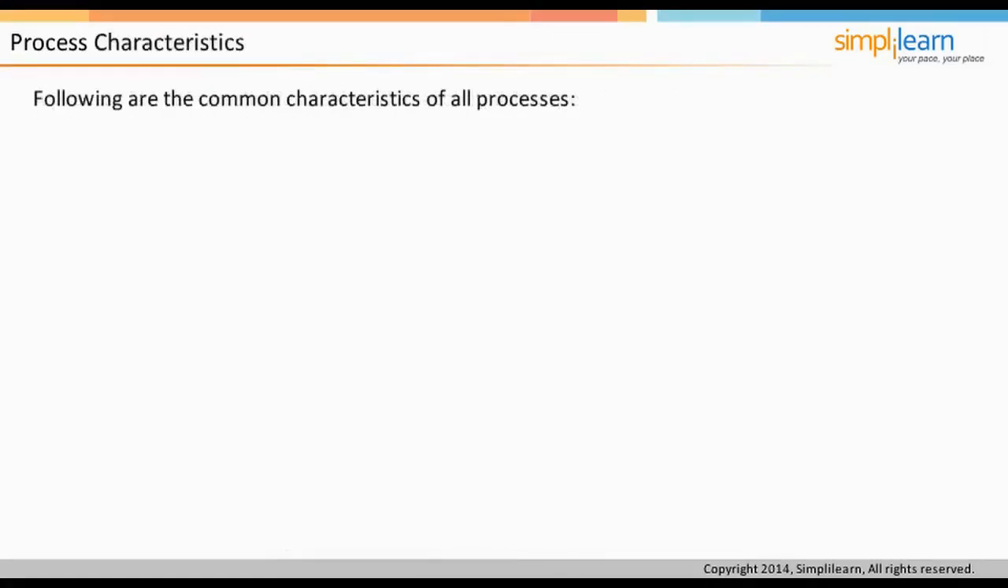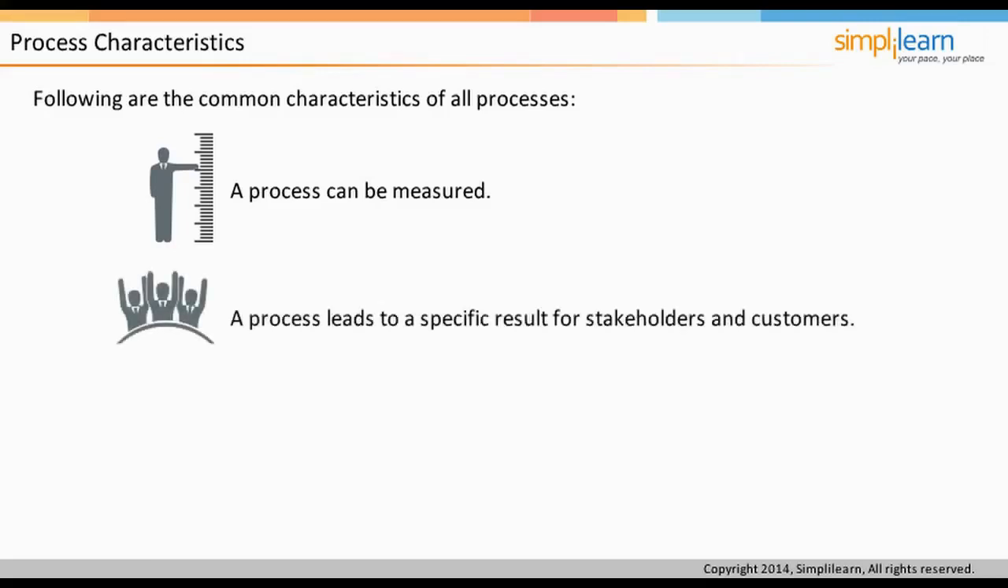All processes have the following common characteristics. Firstly, processes are measurable. Managers want to measure cost, quality, and other variables, while the doers of the process are concerned with duration and productivity. Secondly, processes help to deliver specific results. The primary output of a process is delivered to customers and stakeholders. Finally, a process responds to specific events known as triggers.